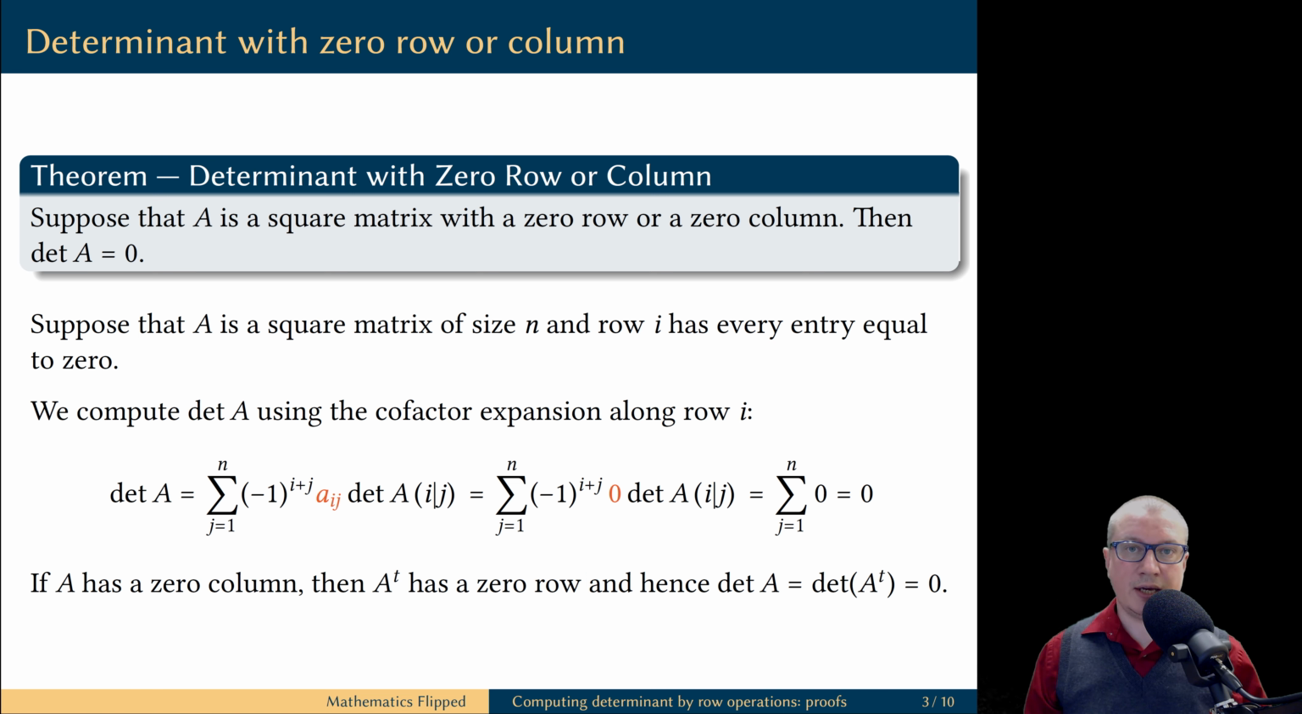If the matrix A has a 0 column, then take the transpose of this matrix. The transposed matrix has the 0 row, therefore its determinant is equal to 0 by what we just proved. But then we also established in the previous video that taking the transpose does not change the determinant. Therefore, the determinant of the matrix A is equal to 0.